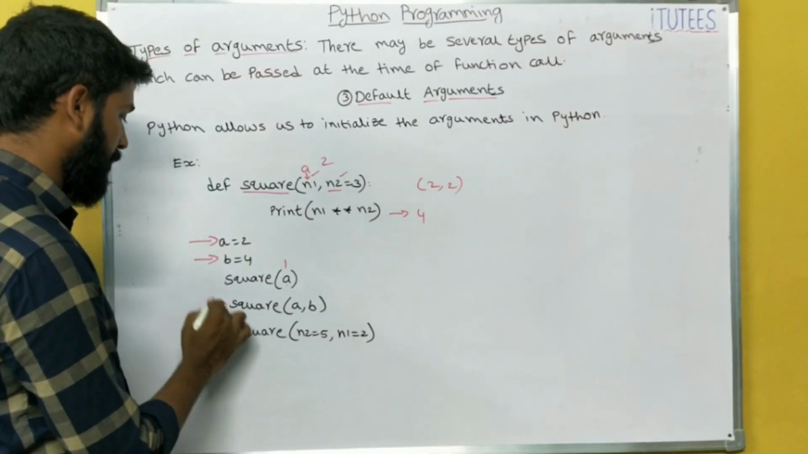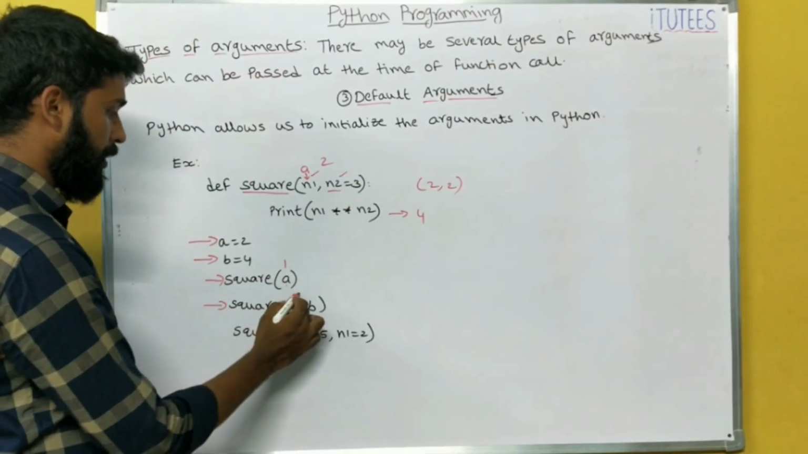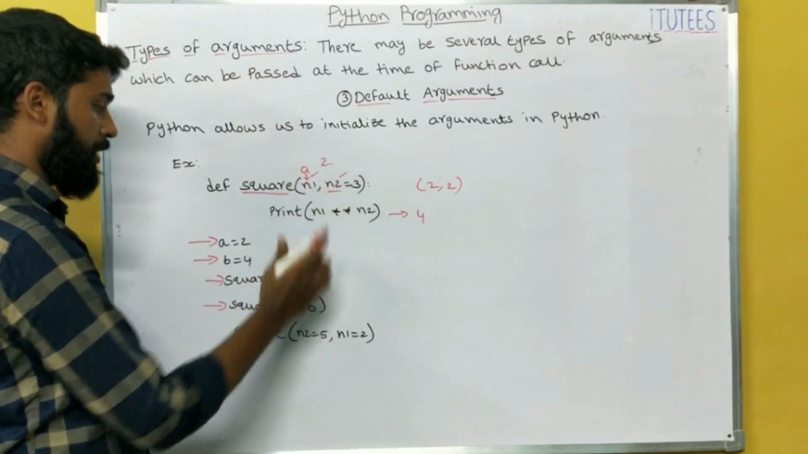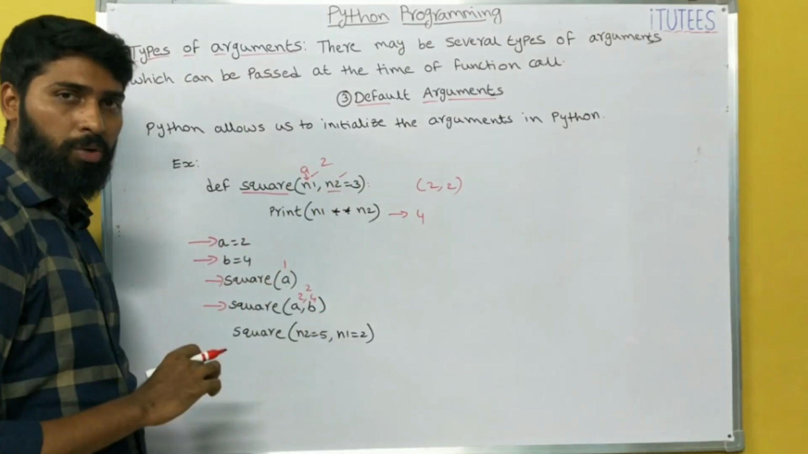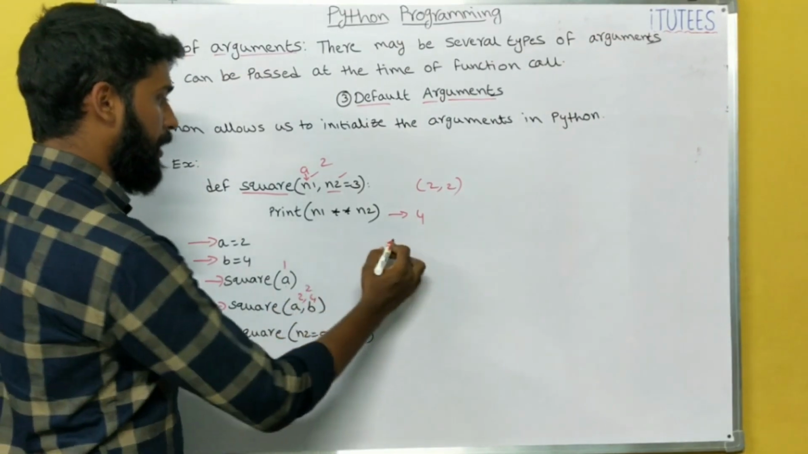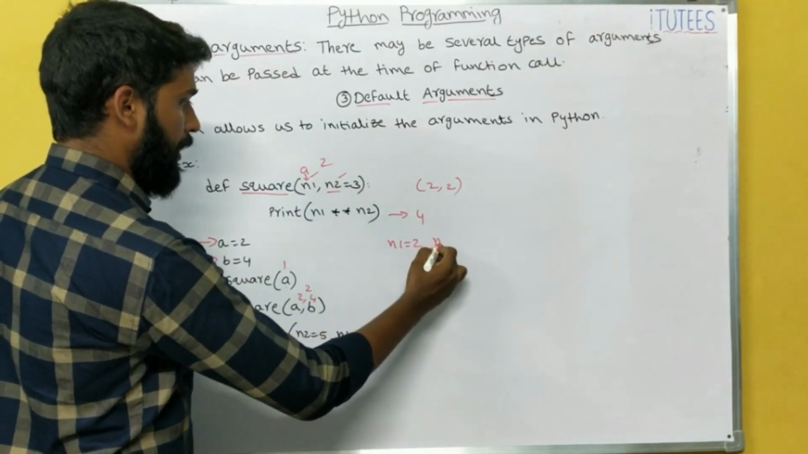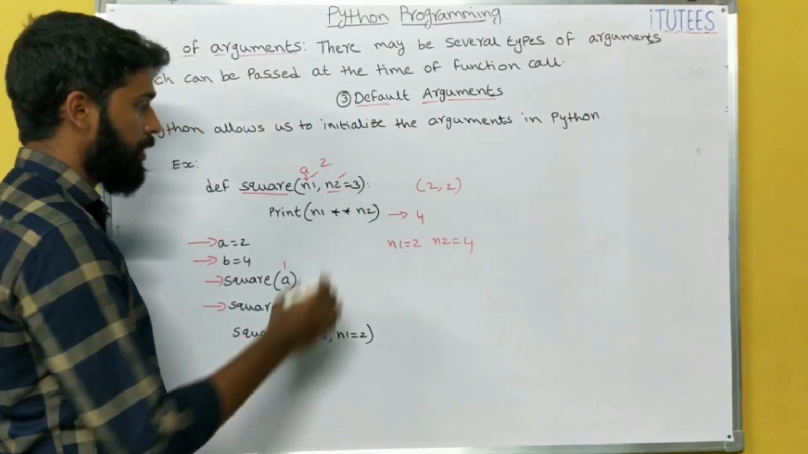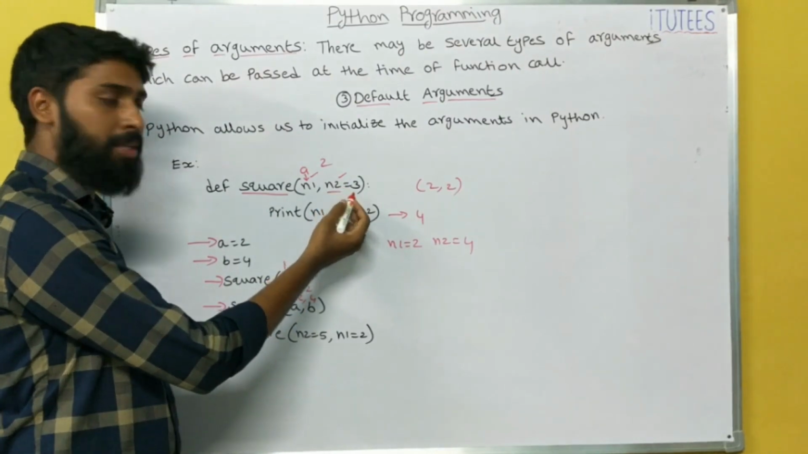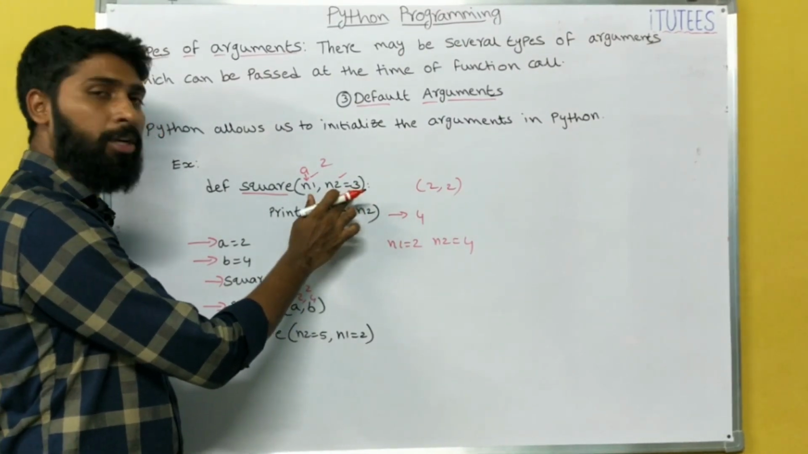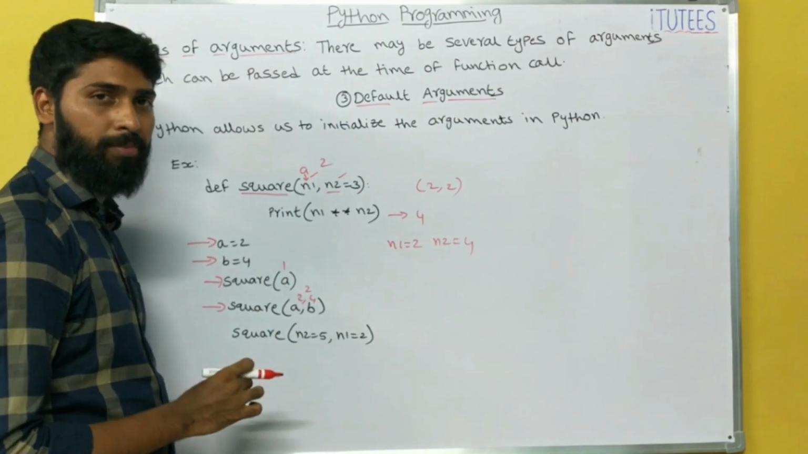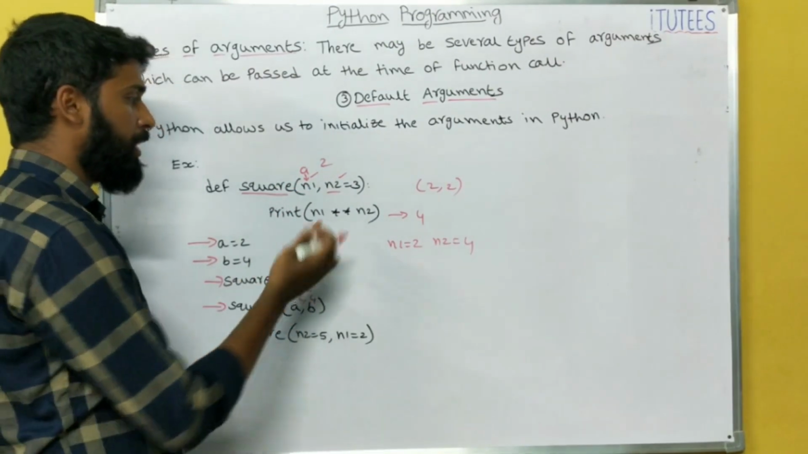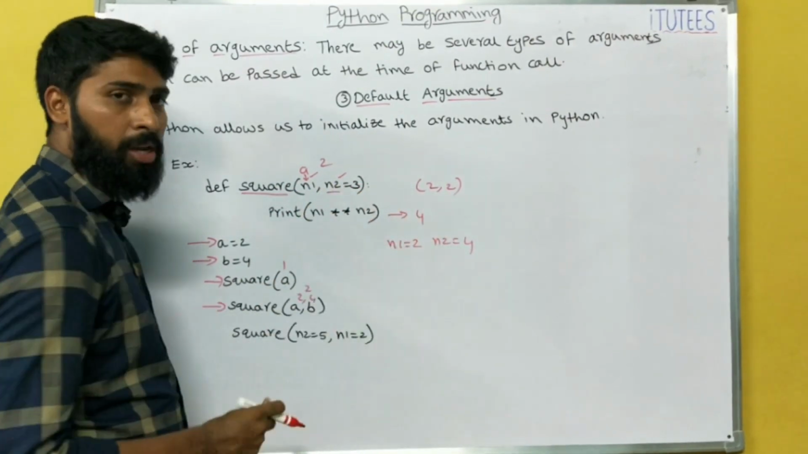In the next call, square of a comma b, 2 comma 4. Here the arguments are 2. We are also sending 2 arguments. So n1 becomes 2, n2 becomes 4. That means if you are not passing any argument, then only the Python interpreter uses the default value. If you are passing the value, then it uses the function call arguments.